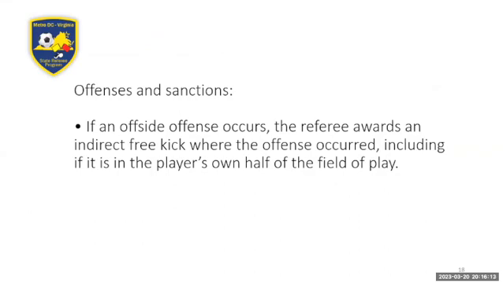Yes, sir. Okay. So offenses and sanctions. If an offside offense occurs, the referee awards an indirect free kick where the offense occurred, including if it's in the player's own half of the field of play. Is anybody confused by this last statement? Or can somebody give me an example of what that means?